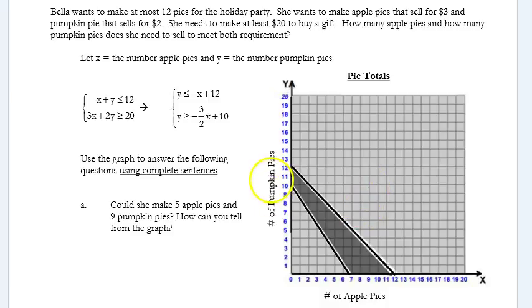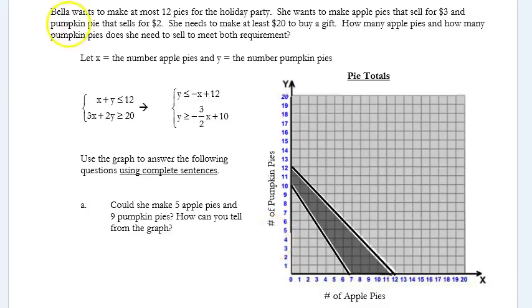Remember, when reading graphs, understand what the y-axis represents, what the x-axis represents. That's the whole thing to reading graphs, whether it's in your math class, science class, or on a standardized test like the SAT. So in this case, I know any of these numbers on the x-axis represent the number of apple pies, and any of the numbers on the y-axis represents the number of pumpkin pies. Apple pies on the x, pumpkin pies on the y.